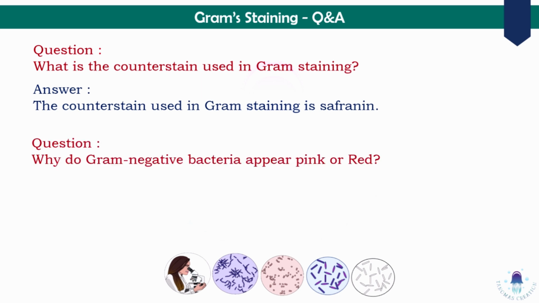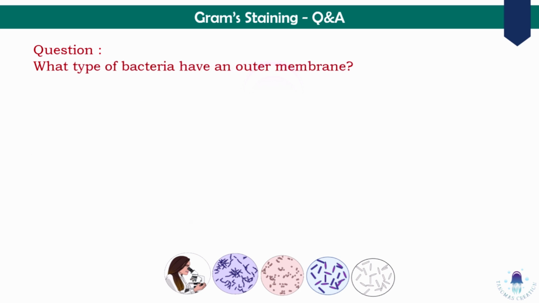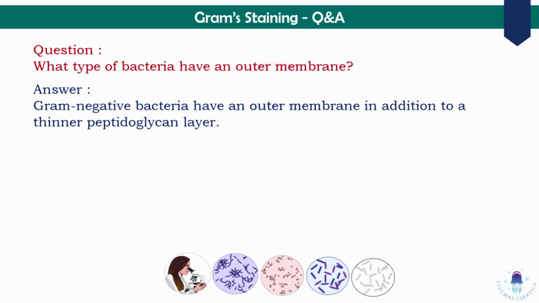Question: why do gram-negative bacteria appear pink or red? Answer: gram-negative bacteria have a thinner peptidoglycan layer and an outer membrane. During the decolorization step, they lose the crystal violet stain and take up the safranin counterstain, appearing pink or red. Question: what type of bacteria have an outer membrane? Answer: gram-negative bacteria have an outer membrane in addition to a thinner peptidoglycan layer.